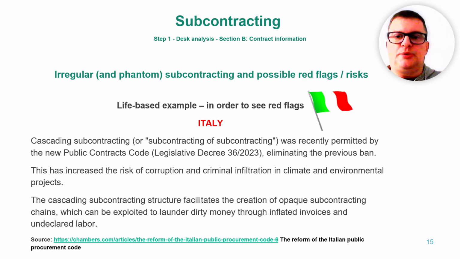Imagine a big climate project to clean up polluted land. The government hires a main contractor. That contractor passes the job to another company, which passes it again and again. By the time you reach the fourth subcontractor, nobody really knows who's doing the work. One of those subcontractors could be a shell company linked to organized crime, issuing invoices for services that never happened. The project looks legitimate on paper, but in reality, it's a front for laundering money and exploiting workers.